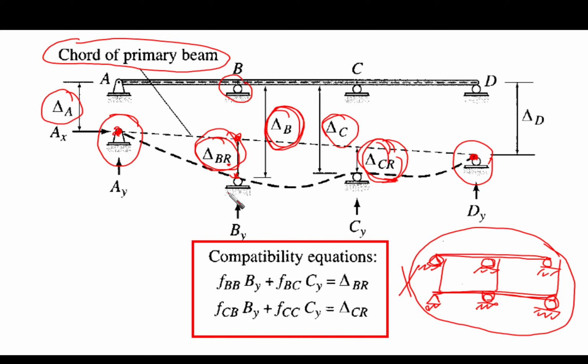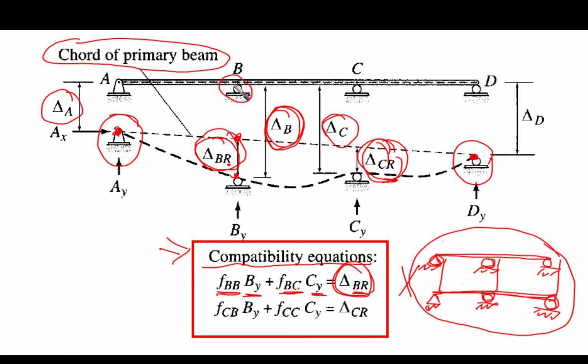Okay, so our compatibility equation in this case is going to be FBB times BY plus FBC times CY. This is common and you understand it very well. And what is the right hand side? This is our main concern. Exactly. It is delta BR.